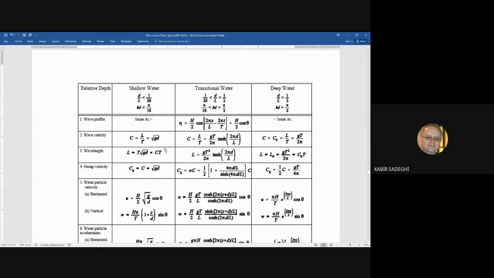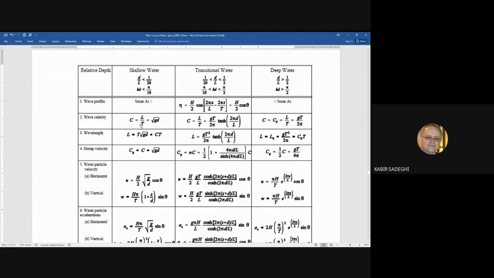And wave celerity, C equals L over T, for shallow water is square root of gD. For transitional it is gT over 2 pi tanh of 2 pi d over L. Again, this is K. In some books, we don't write 2 pi d over L, it's kd. And for deep water, we say C equals 0 index. For deep water, always we use one index of 0. When we say C0, it is celerity at deep water. When we say L0, it is wavelength at deep water, and so on.